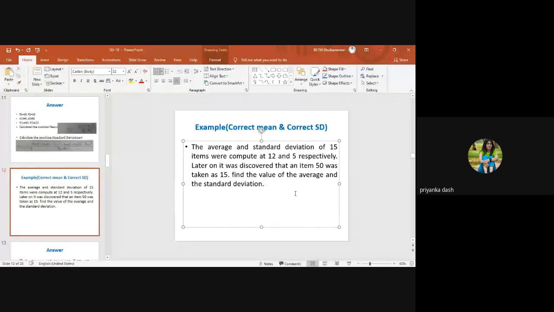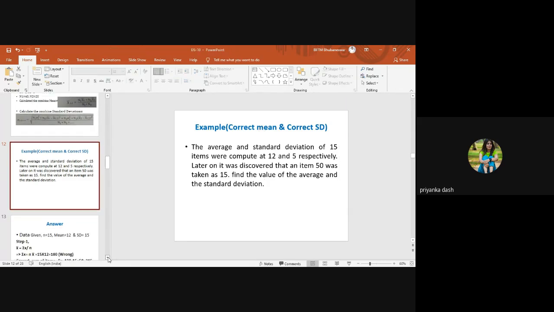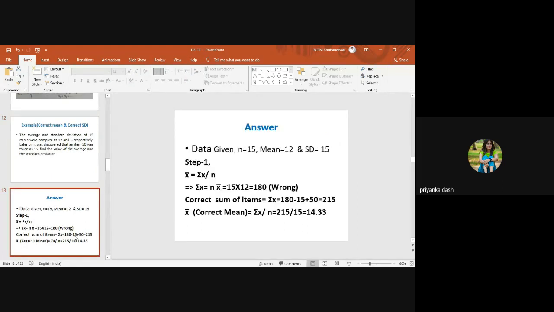Yes, sir. I just repeat the same things. Average and standard deviation of 15 items. Here the number of items is 15. One item's value is 50, but it was wrongly taken as 15. You have to get the correct mean and the correct standard deviation. Let's calculate it together. This type of question is very much compulsory for your exam.